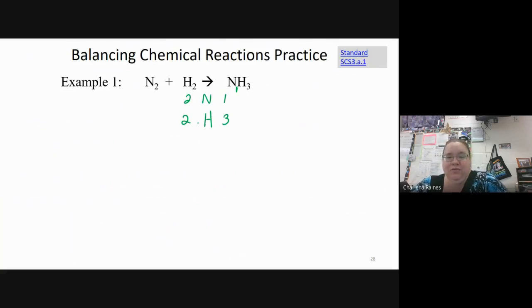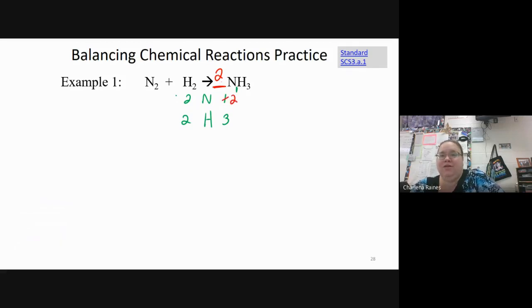Then I ask myself, which element do I want to start with? Well, general rule of thumb, save your H's and O's until the end. So I'm going to start with my nitrogen. Which side needs more? Well, my product side needs more nitrogen. So therefore, my coefficient is going to go on the right side. What times 1 will give me 2? I want a 2. So 2 times 1 gives me 2.